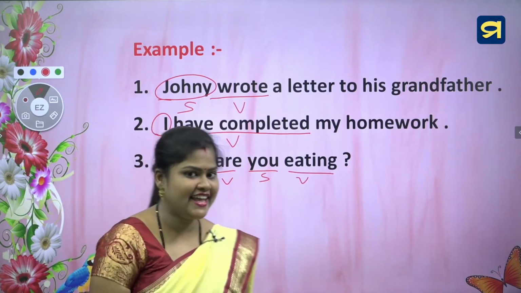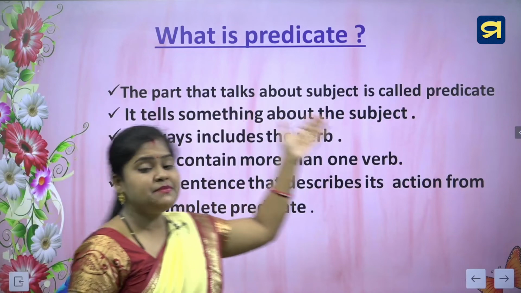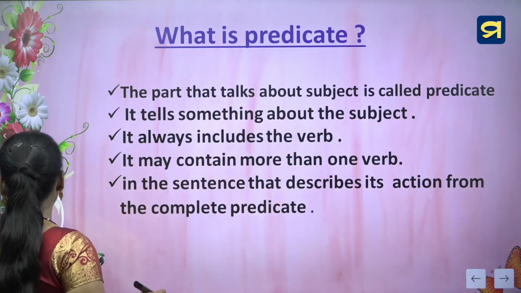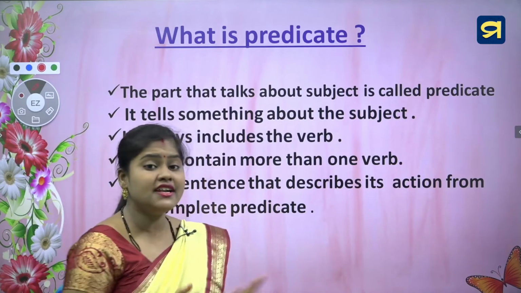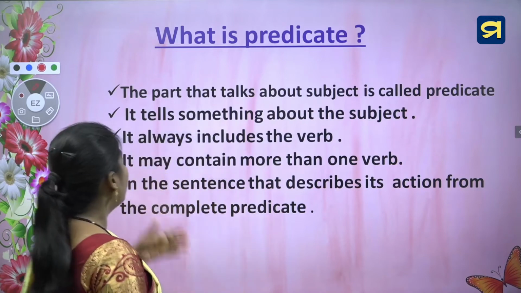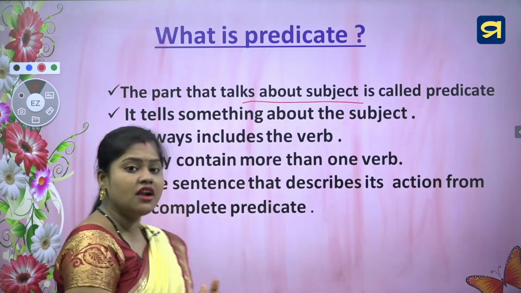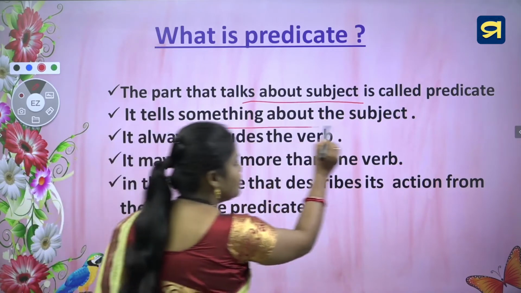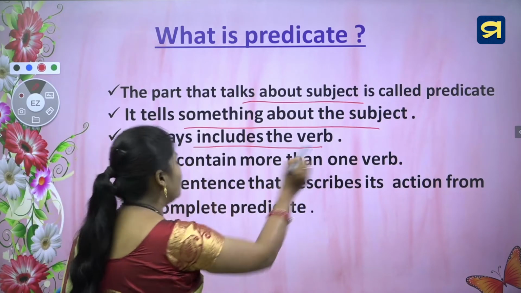Okay, next, see, what is predicate? When we discuss the verb, we are acquainted with a new word, that is predicate. Okay, so what is predicate? Do you know, my dear students? Don't know? See, the part that talks about the subject is called predicate. Okay, it tells something about the subject. Okay, it always includes the verb.